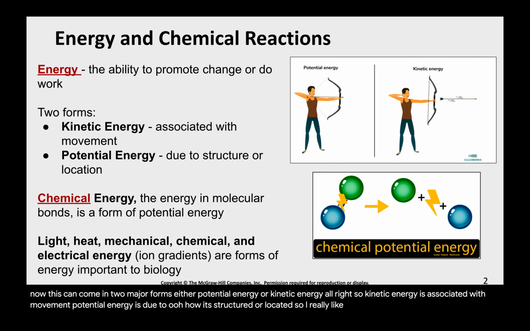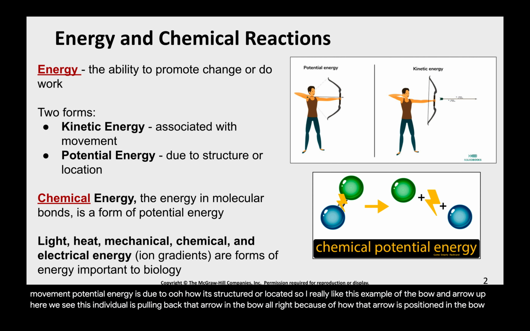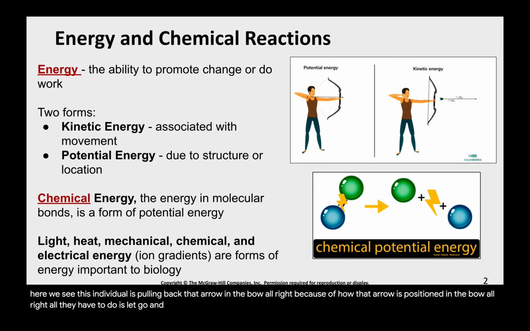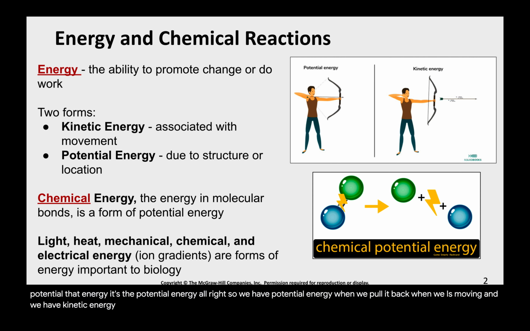So I really like this example of the bow and arrow up here. We see this individual is pulling back that arrow in the bow, right? Because of how that arrow is positioned in the bow, all they have to do is let go, and there's the kinetic energy. But because of that position, it's about to happen, it's potential energy. So we have potential energy when we pull it back. When we release it, now that arrow is moving, and we have kinetic energy.